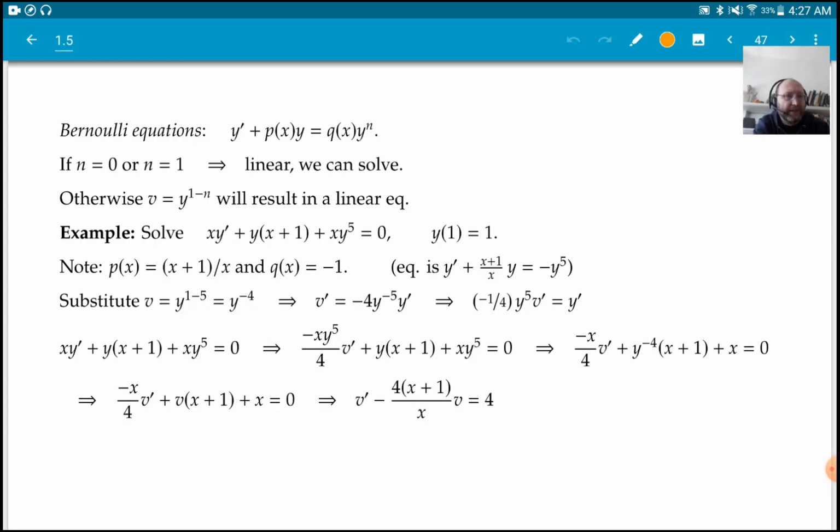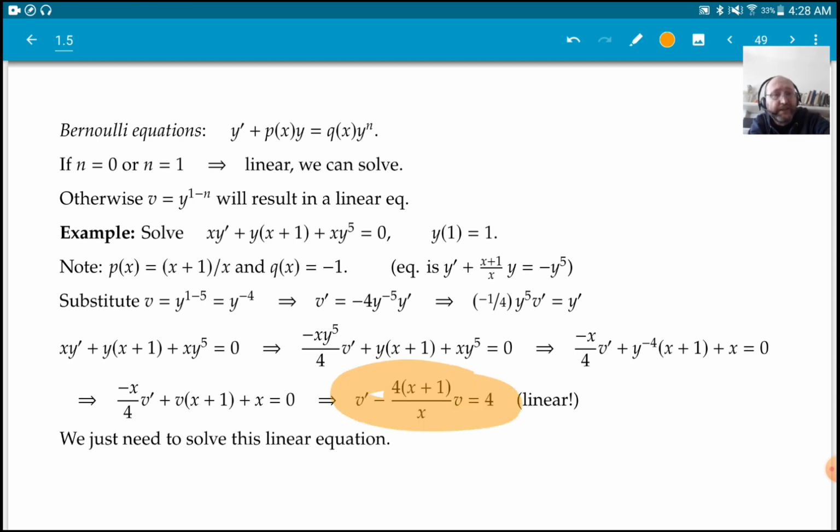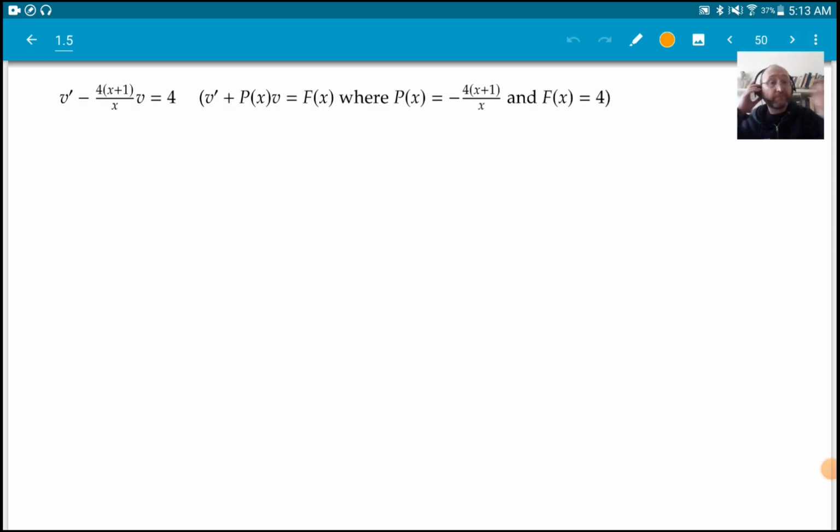I can write it in the more standard form, but that's a linear equation, right? Linear equation in v, right? So now I just need to solve this linear equation. Okay, so we have this linear equation.